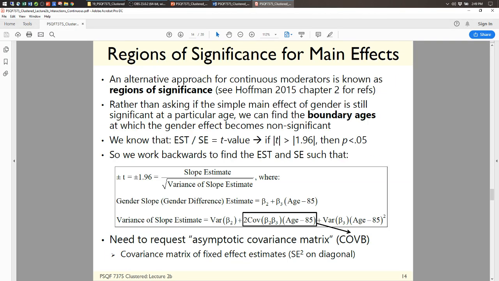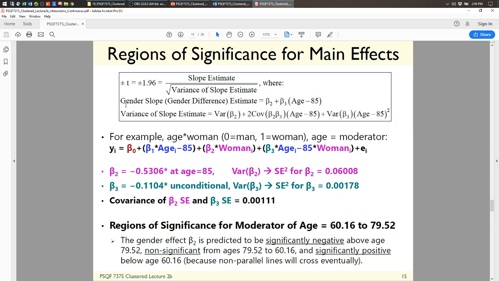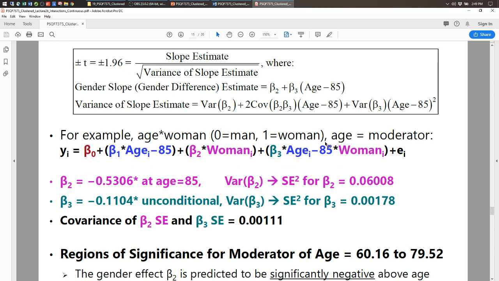I'll show you where it is. It's right here. It starts with this basic formula and rearranges it to figure out what the slope estimate must be to hit t at plus or minus 1.96. So when you're doing this, you don't worry anymore about the T distribution? Nope, I'm just using it as a benchmark.